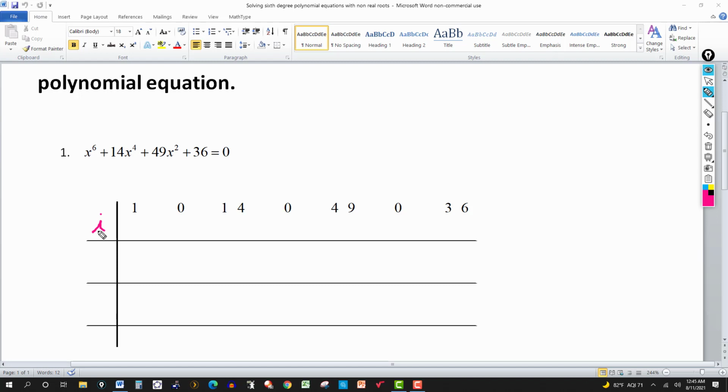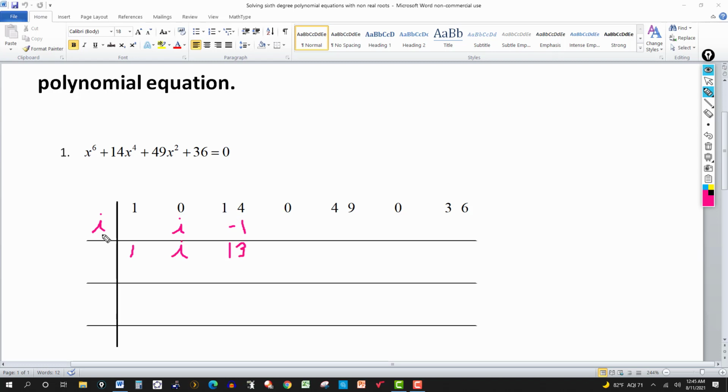So we're going to try i, and again, this is kind of like trial and error. So we bring this down, and then we multiply by i. i times 1 is i. So we bring it over to the next column. 0 and i is i. Okay, and then i times i is i squared. That's a negative 1. So I put a negative 1 there. 14 and negative 1 is 13.